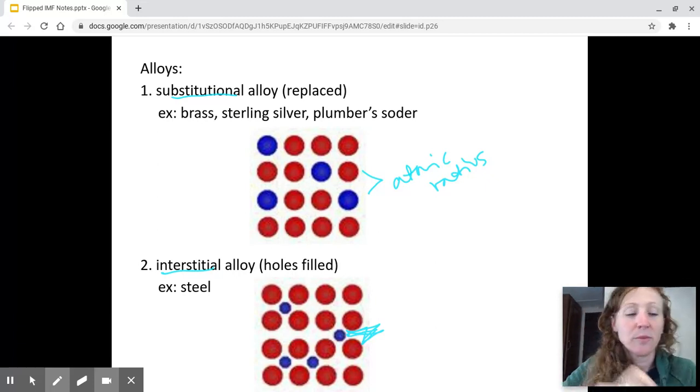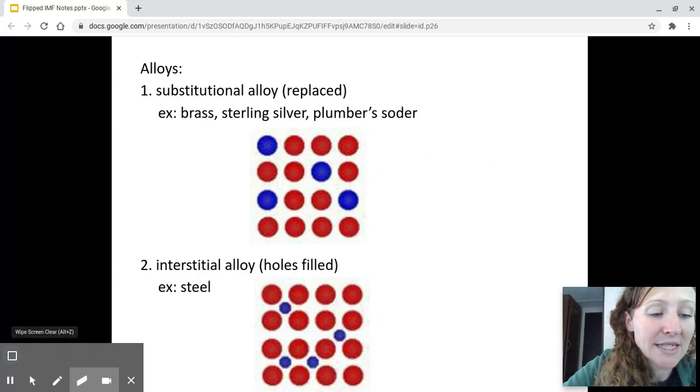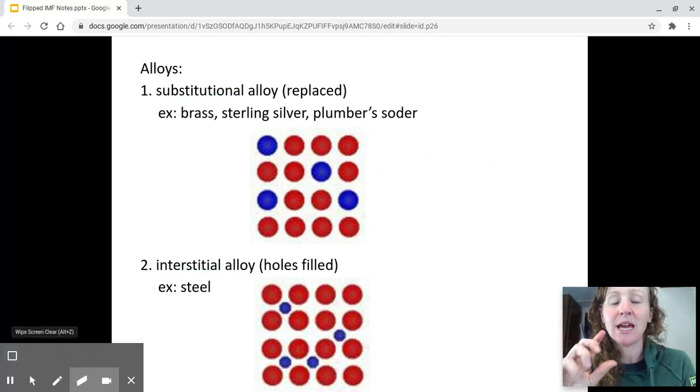So different types of alloys exist. You should be able to name them and kind of talk about what types of atoms would fit into each category.